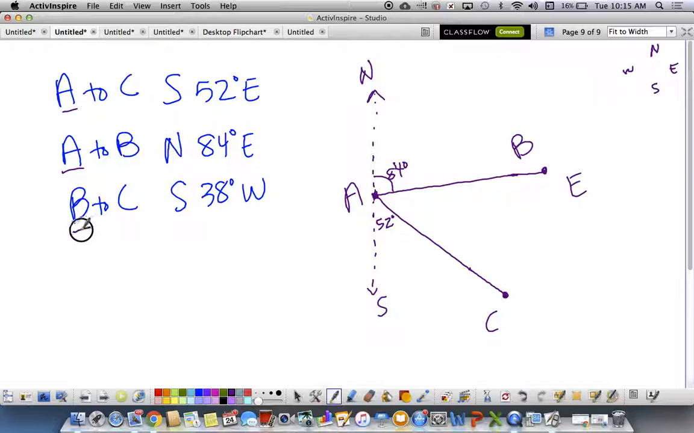So from B to C, I need to go south 38 degrees west. So from B to C, I need to go south. So here's my south. The 38 or 52 earlier. I need to go 38 degrees. So I need to move. I'm moving my C in a little bit.